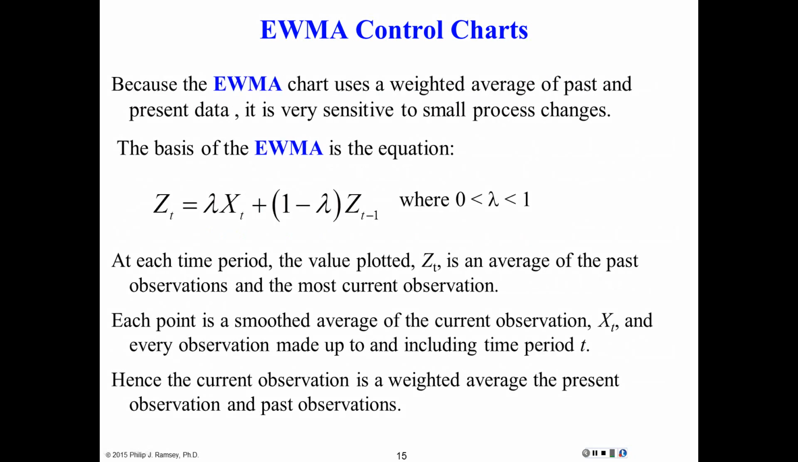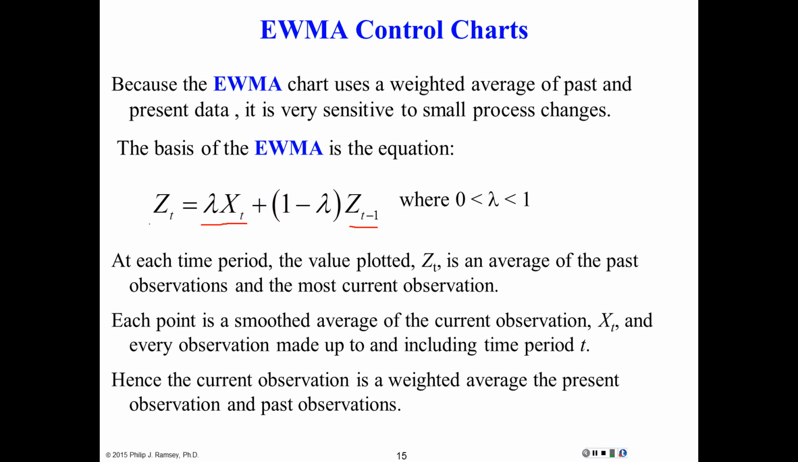Let me set up a pen. X sub t is the current measurement. Lambda is a weight, and it's somewhere between 0 and 1. And then notice this, what else is plotted, this z sub t minus 1. That's the weighted average from the previous time period. And we can show that that second term, z at t minus 1, incorporates information for all the past observations. So it's a weighted average, and lambda is the weight, and typically it's set at 0.2.